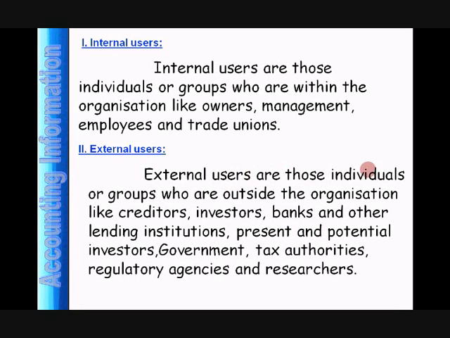External users are those individuals or groups who are outside the organization. This is by definition. So who are the people outside the organization? Creditors, investors, banks. Creditors are those who gave credit to our company, like people who sold stuff to us. They need to know, will you pay my credit? When is the payment due?